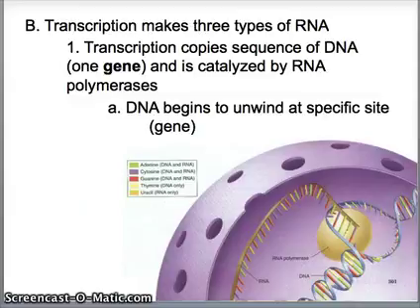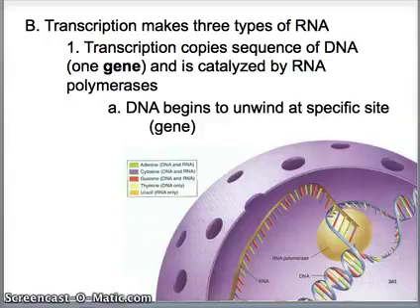Transcription makes 3 kinds of RNA. Transcription copies sequences of DNA in the nucleus, pictured here below. See the nucleus right here. DNA has to separate. Those hydrogen bonds that hold those nitrogenous bases together have to open up, and then short segments of RNA are transcribed or copied from that.